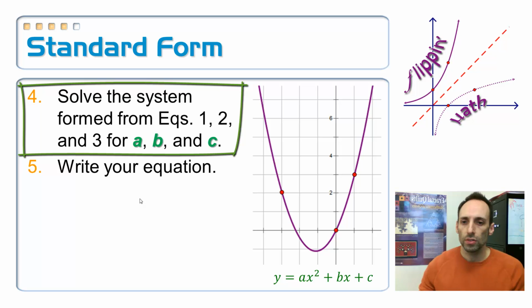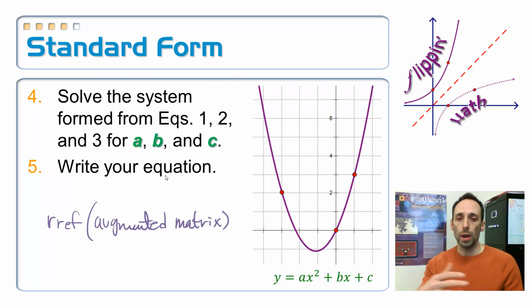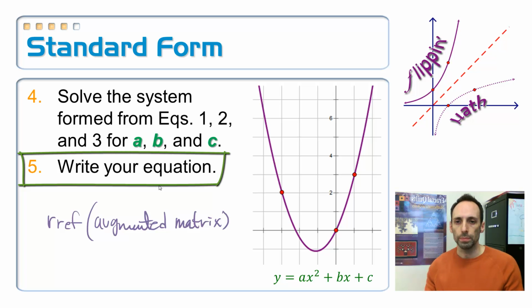And how are we going to solve that system of equations? Well, we're going to use our calculator, of course, and we're going to do this RREF, reduced row echelon form, and then we're going to put our equations in augmented matrix form. So augmented matrix. And of course that's going to give you your A, your B, and your C. You have to finally rewrite your equation. Okay, so this one's a piece of work. Let's check it out.